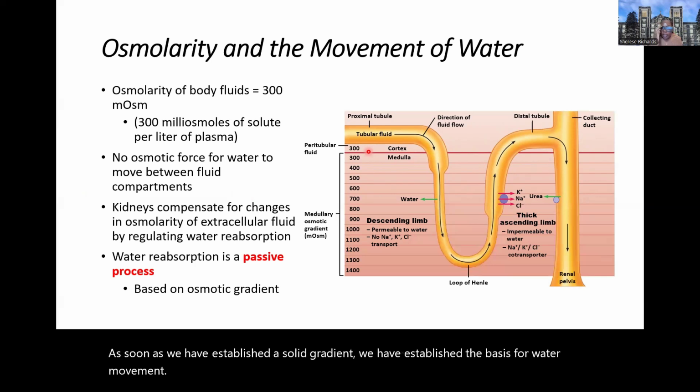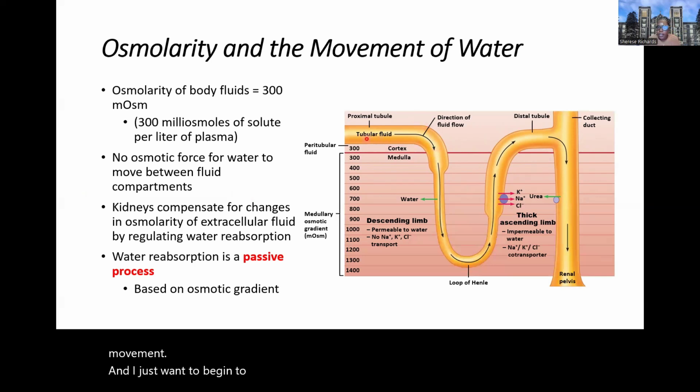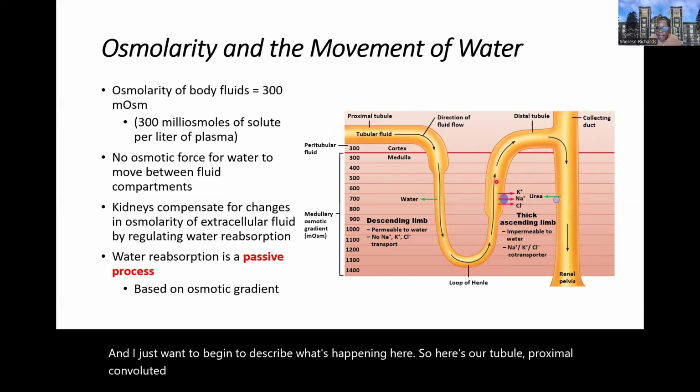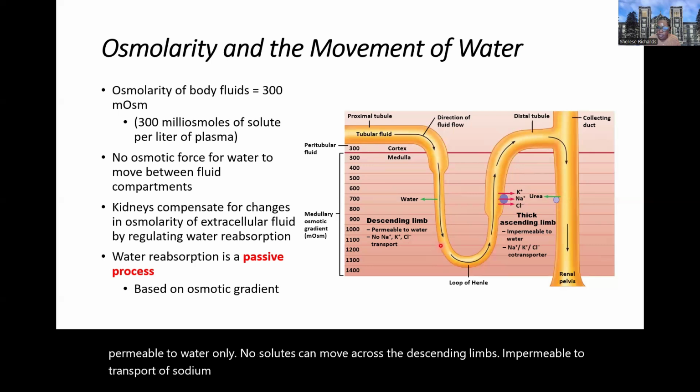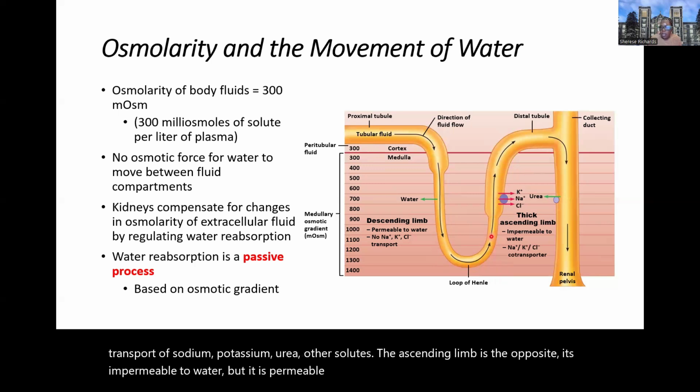And I just want to begin to describe what's happening here. So here's our tubule, proximal convoluted tubule, our loop of Henle, starting with the descending limb of that loop. This is permeable to water only. No solutes can move across the descending limb. It's impermeable to transport of sodium, potassium, urea, other solutes. The ascending limb is the opposite. It's impermeable to water, but it is permeable to all of those solutes.